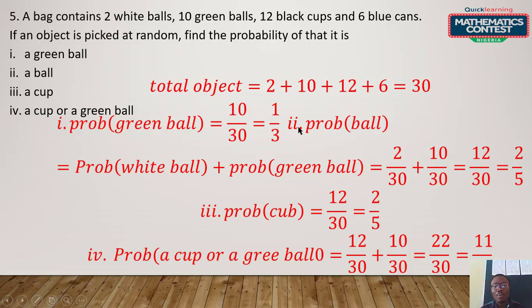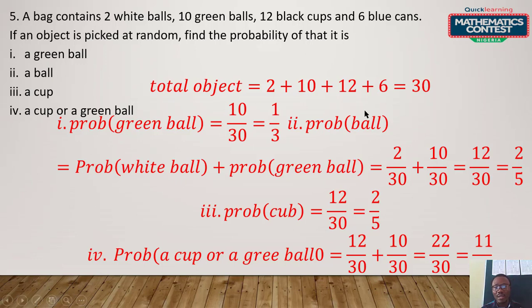The next question: the probability of getting a ball. It didn't state which color of ball. But from our sample space, we have two types of ball. So it is either the probability of getting the white ball or the probability of getting the green ball, because those are the only two kinds of ball, since it didn't state the color here. So we have to consider the two possibilities. It's either a white ball or a green ball.